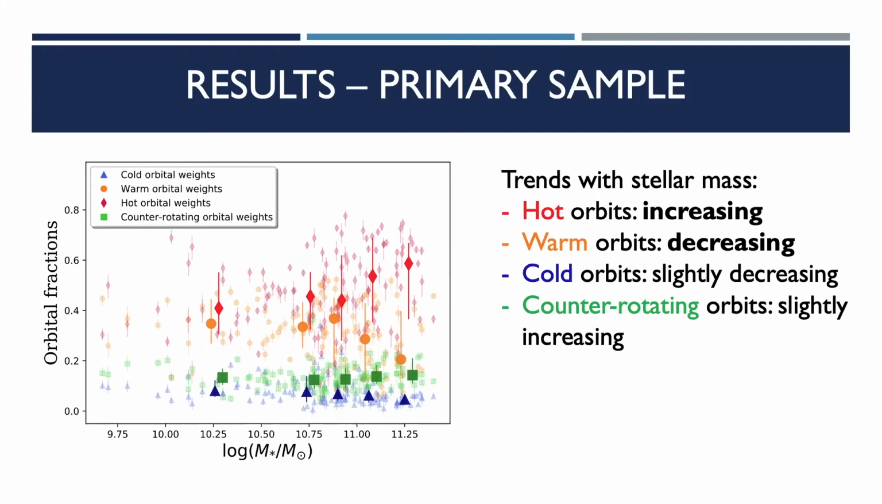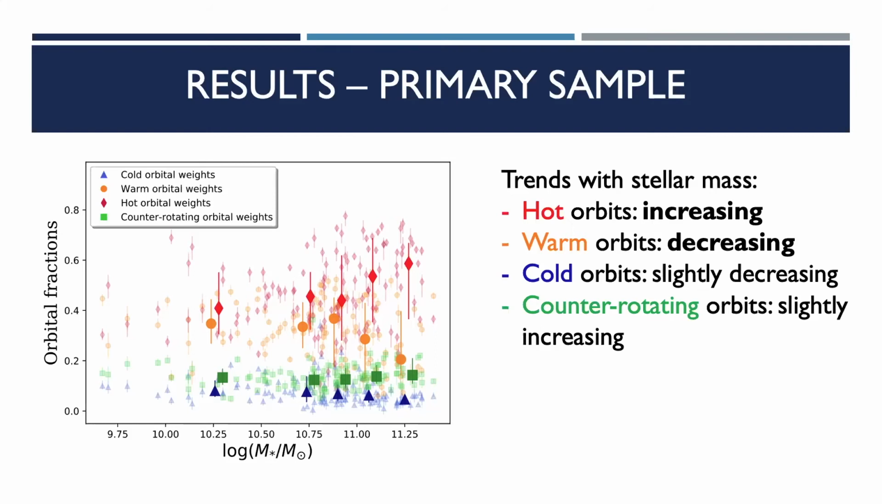The red diamonds are the fractions of hot orbits within one R_e. Orange circles are the warm orbits, green squares are the counter-rotating orbits, and blue triangles are the cold orbits. Again, the data was divided into 5 mass bins, the same mass bins for all of the orbits. The bold points show the median value of each, with the error bars representing the 1 sigma scatter around the median value.